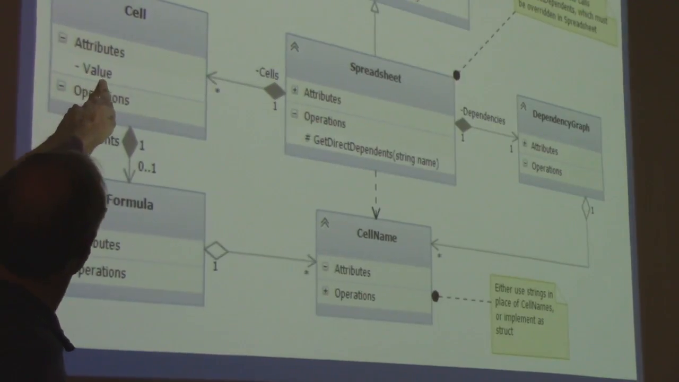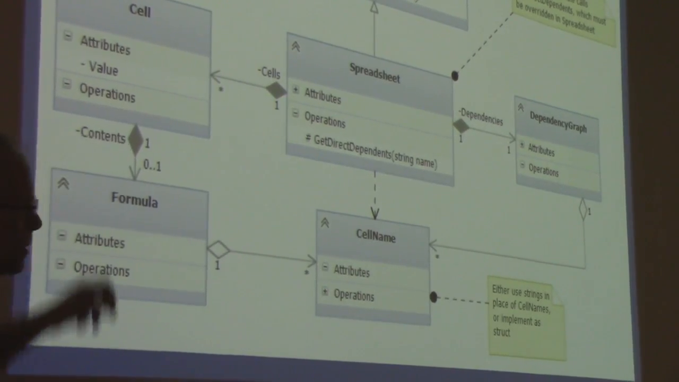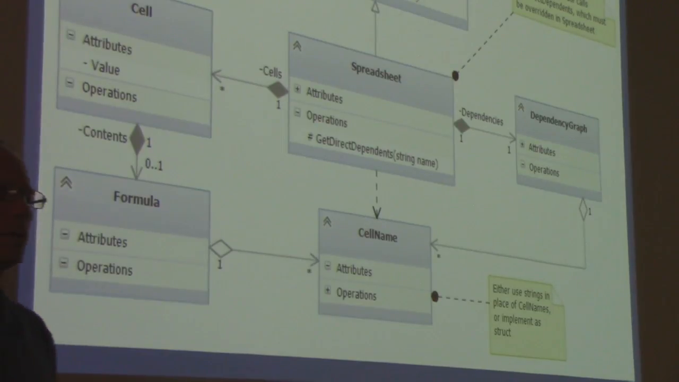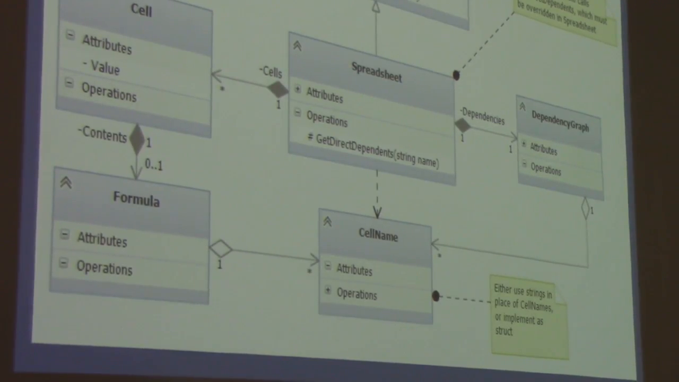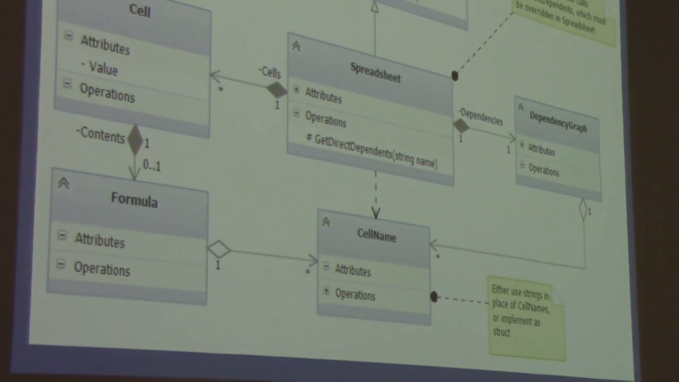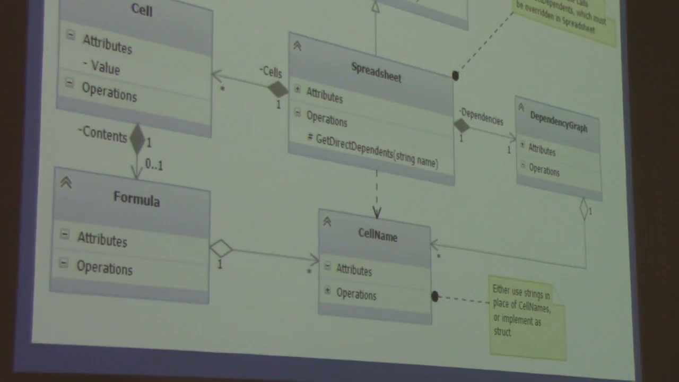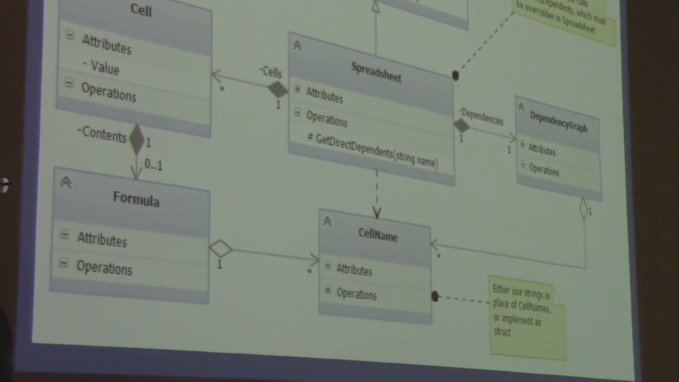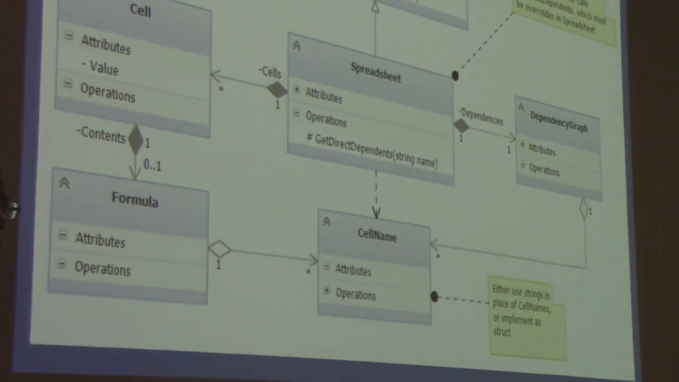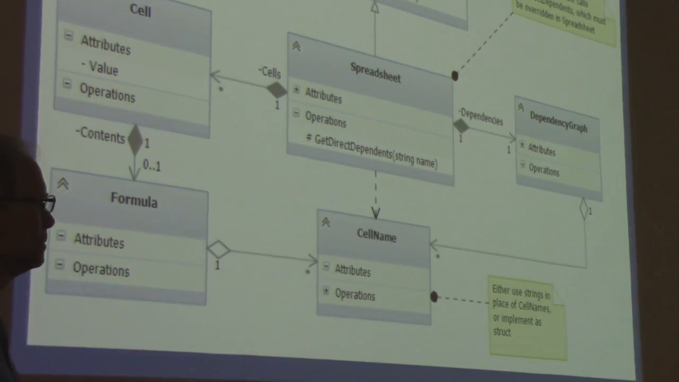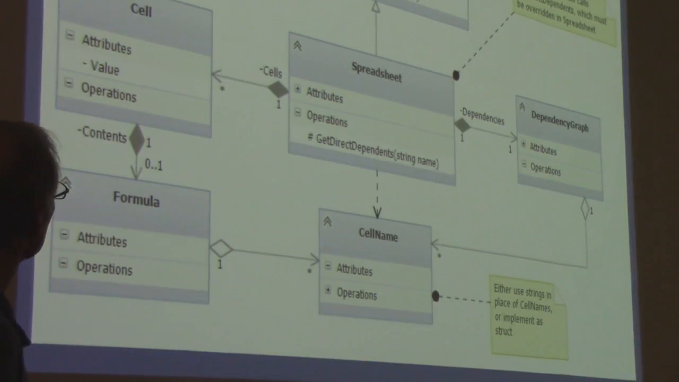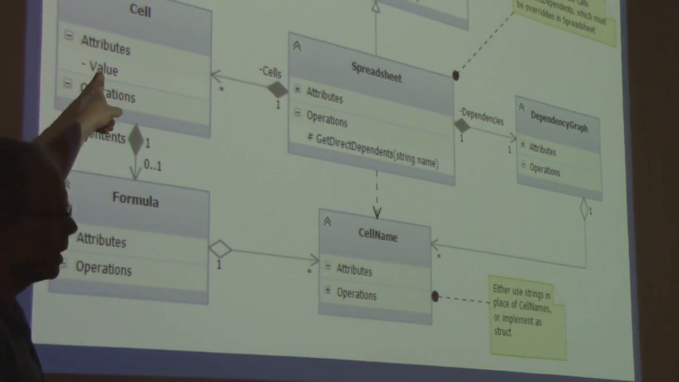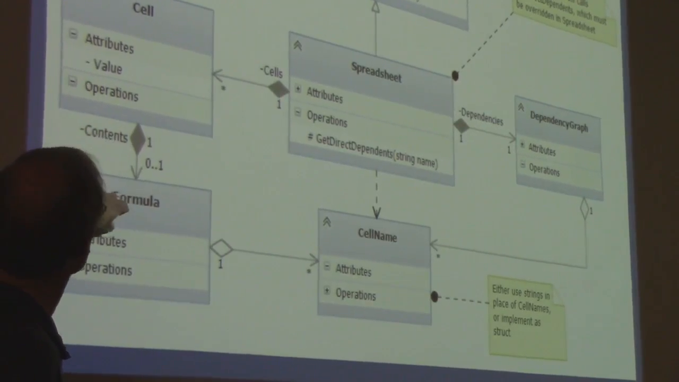Now, what about this thing right here where it says value, and this thing right here where it says contents? What's the importance of them? They're both private. The contents may or may not be a formula. The value is something else. I don't see how you can extrapolate a cell's location from the diagram. You know that every cell has a value, it's not saying what the value is, and it has content, which is either a formula, a string, or a double.